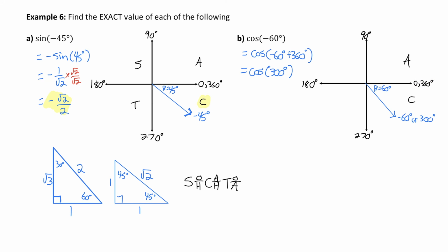And then based on CAST rule, I know that in this quadrant, cosine is positive. So if I want cos of 300, I can instead do cosine of the reference angle, and I can actually leave the ratio positive because in this quadrant, cos is positive. And cosine of 60, well, I know cosine is adjacent over hypotenuse. So from the 60 degree angle, do adjacent over hypotenuse, and I get 1 over 2. So cosine of negative 60 is equal to 1 over 2.